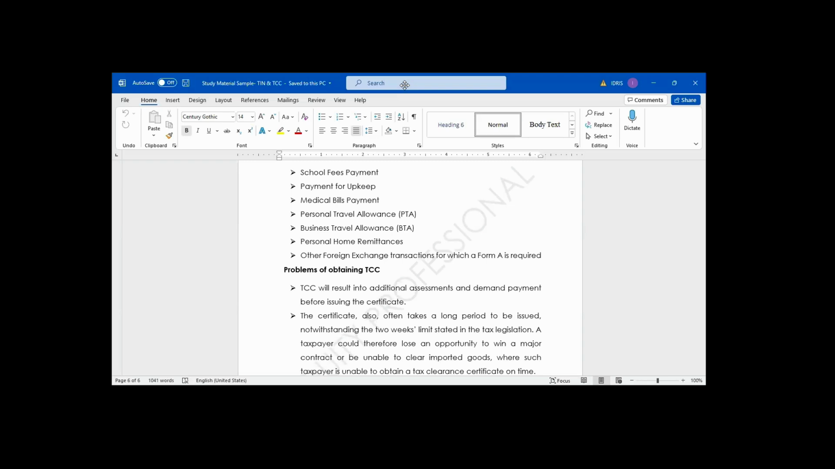Before, if you wanted to take tax clearance certificate, it took long to be issued. But as I'm talking to you right now, within 1 day, if you request for tax clearance certificate, especially in the FIRS, once you comply with all the relevant tax provisions, they will issue you the tax clearance certificate. There is no need for delay.